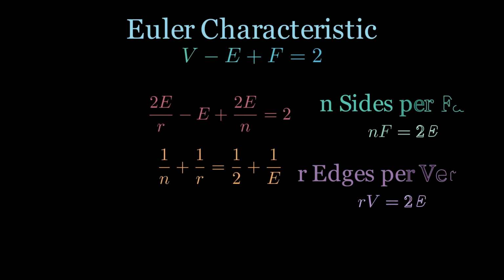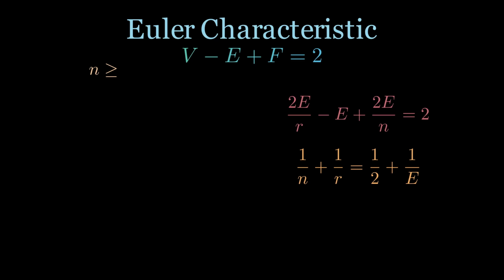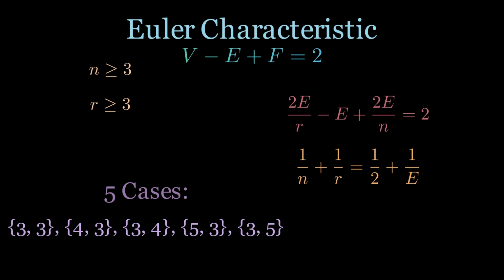We know that n is 3 or more, as the polygon with the least sides is the triangle, and that r is 3 or more, as I explained earlier, since at least 3 faces must meet at a given vertex. n and r can't simultaneously be greater than 3, since that would make the left-hand side of the equation less than or equal to 1/2, which would be impossible for a finite number of edges. It's then easy to find the 5 different cases or values for n and r. These are 3 and 3, 4 and 3, 3 and 4, 5 and 3, and 3 and 5, respectively.